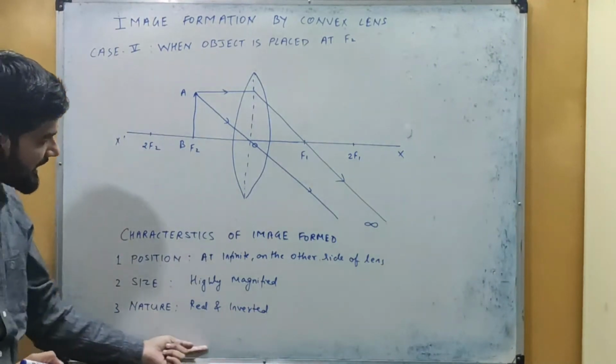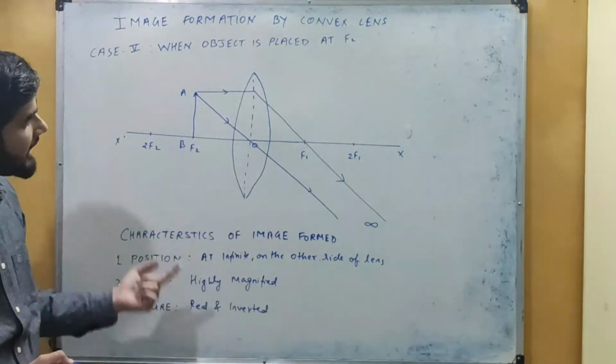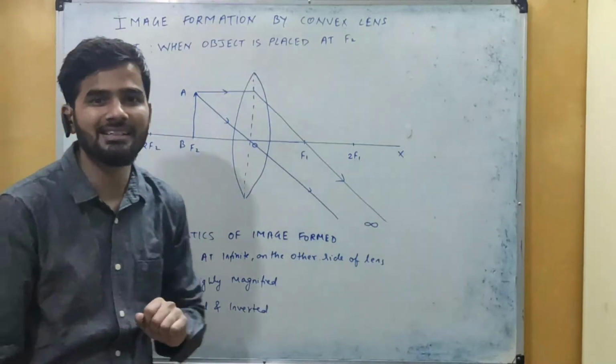So in this case also we have a real and inverted image. So in this way the image is formed when the object is placed at f2.